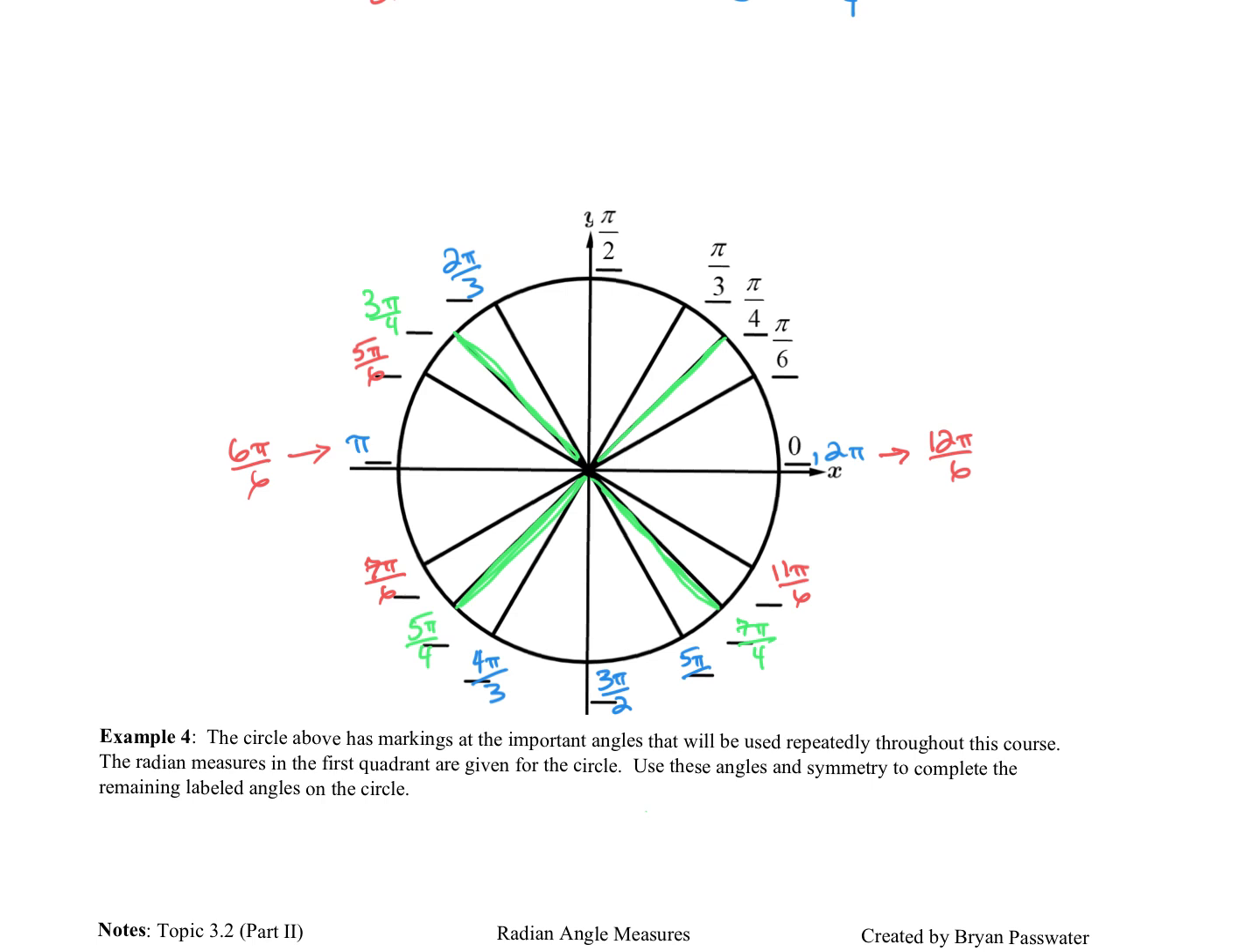Oh my gosh, it froze. Pi over 3 right here. All right. And then this would be 6 pi over 3. All right. So let's quickly review.